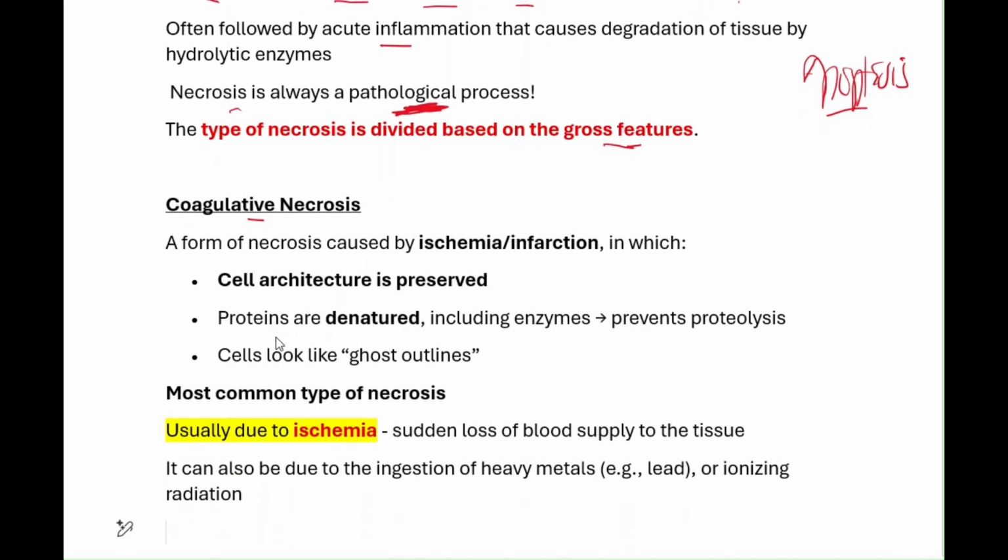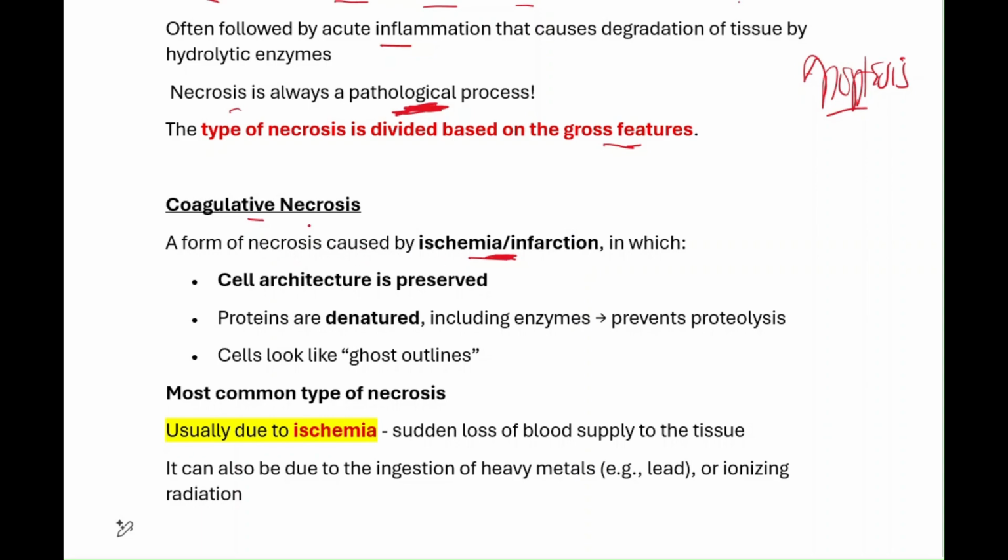So let's start with the first type of necrosis, which is coagulative necrosis. Coagulative necrosis is a form of necrosis that is caused by ischemia or infarction. The one thing I must mention here is every time you have infarction to any tissue, that usually leads to coagulative necrosis. But one of the exceptions is in the brain. In the brain, we can have liquefactive necrosis.